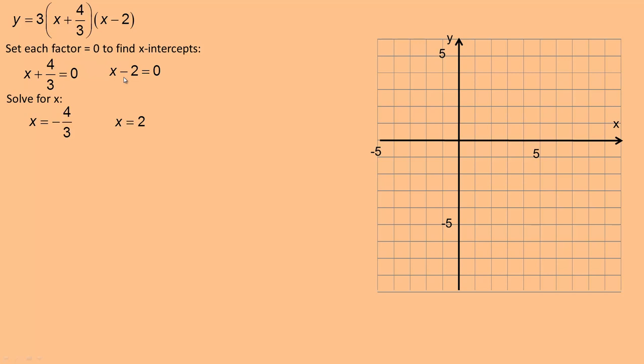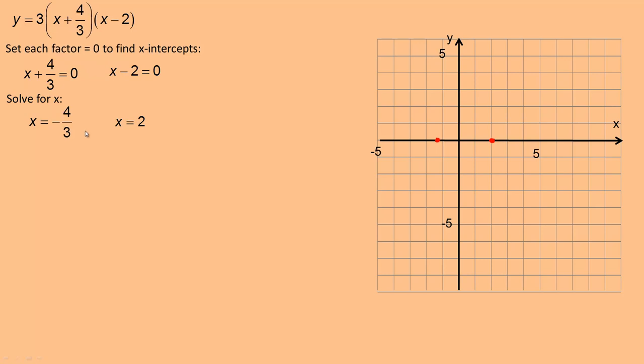I'll show where those are on the graph. Of course, -4/3 is -1 and 1/3, so it's going to go through the x-axis. Actually, maybe I'll put a dot right there, approximately right there. And x equals 2, it's going to go through there as well.